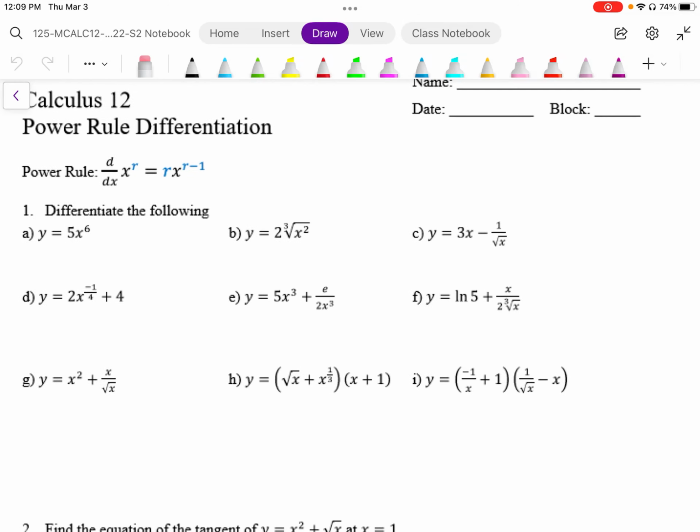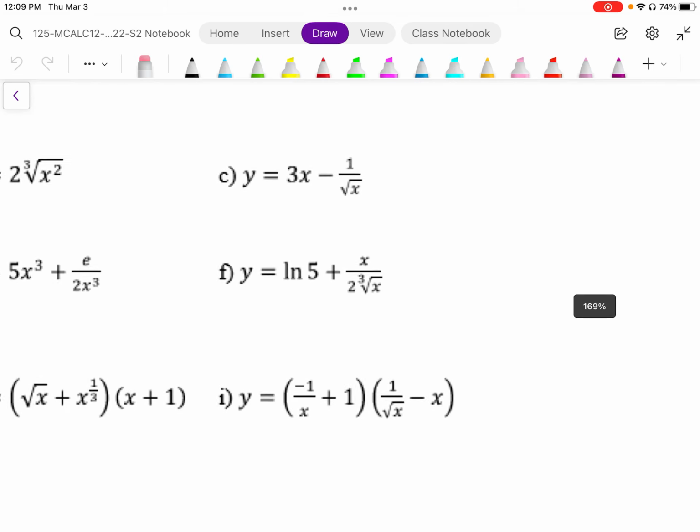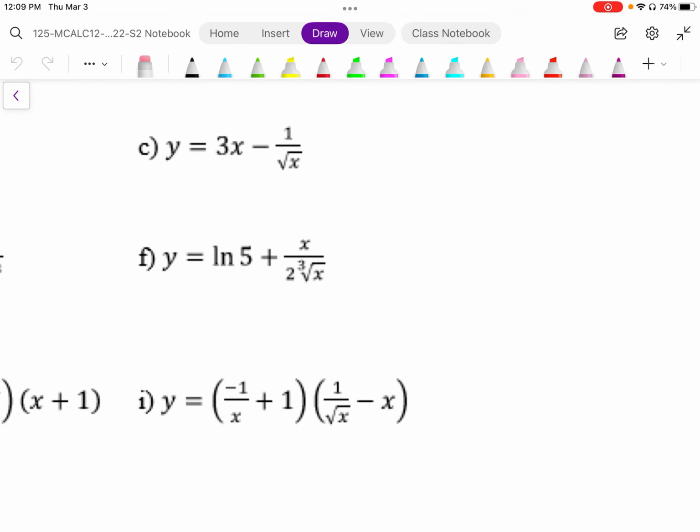For homework, the power rule differentiation worksheet, we're going to look at a couple of questions here. So we're going to look at f, and we're going to differentiate f using the power rule. When we differentiate this, first of all, we need to recognize that log 5 is not a function, but a constant. So that's going to always differentiate to 0.